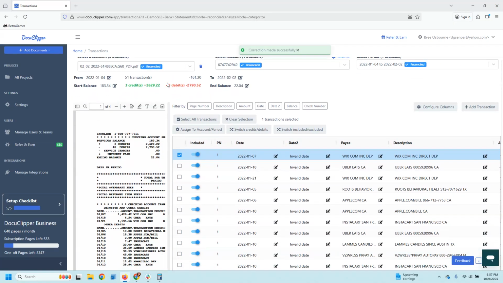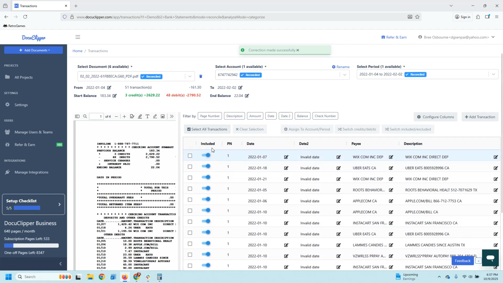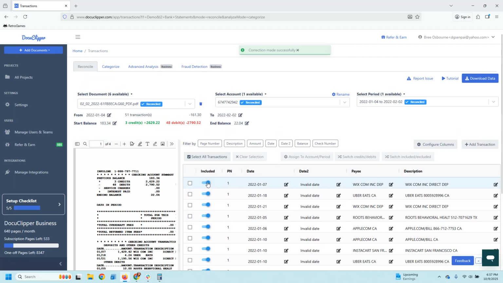Now, there is one other scenario that I think is good to be mindful of. So there are times when DocuClipper may simply miss a transaction. In those situations, what you'll see is that the transaction is not included on the statement, so you won't have that data over here on the right-hand side. So I'm going to exclude that data for the purpose of this demonstration.